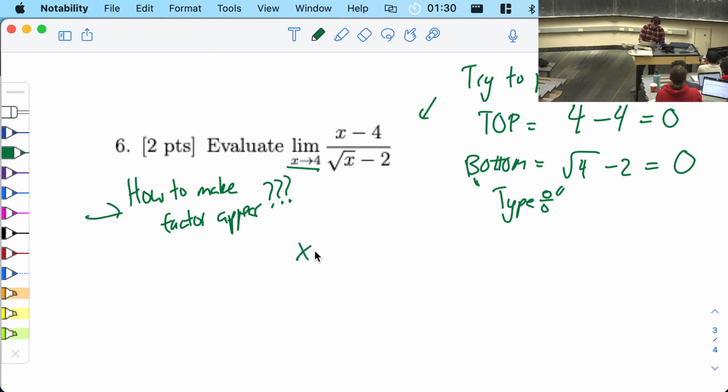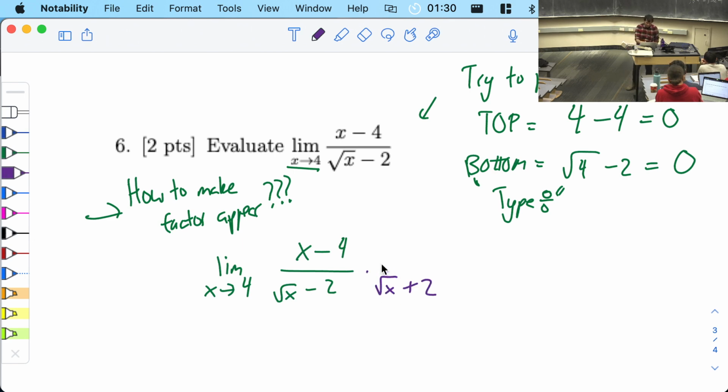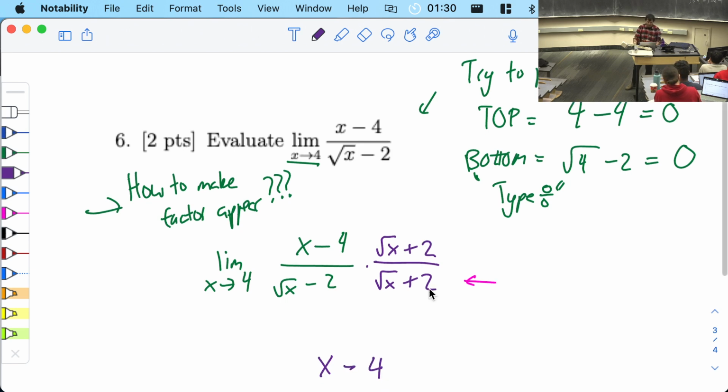And so in this case, it's going to be x minus 4 divided by square root of x minus 2. That's the original problem. And I'm multiplying by the conjugate, which is square root of x plus 2. So that minus becomes a plus. And to make sure the limit is all legit, I haven't changed the actual answer. I'm doing it on the top and the bottom. And now I recognize a difference of squares on the bottom here. So the square root of x squared is just x, and the square root of 2 squared is 4, and it's a difference of squares. So x minus 4 on the bottom.